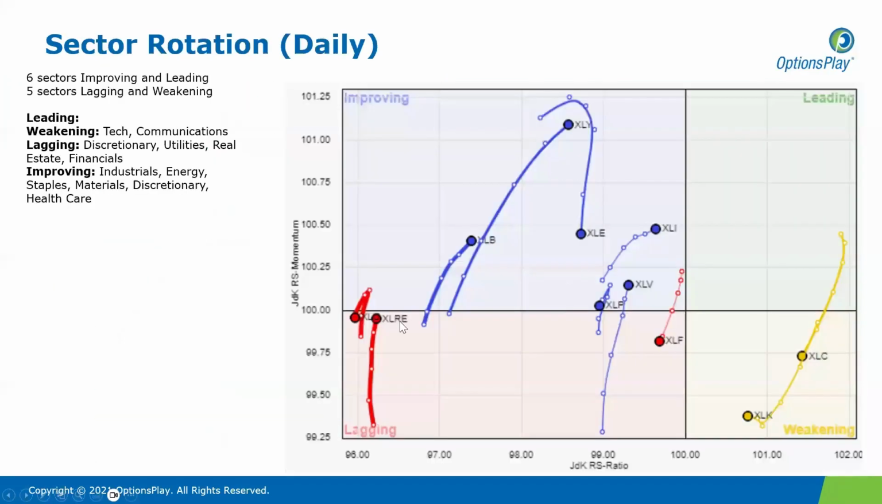Right. Taking a look at sector rotation, we have 6 sectors in the improving and leading categories. We have 5 in the lagging and weakening categories. Actually, nothing in the leading categories, but the 2 sectors that were in the leading categories for quite some time were communications and technology, both showing some outward rotation. I'm not too concerned about that, especially for technology. I think this is good news because it indicates that the current rally that we are experiencing has broad participation.